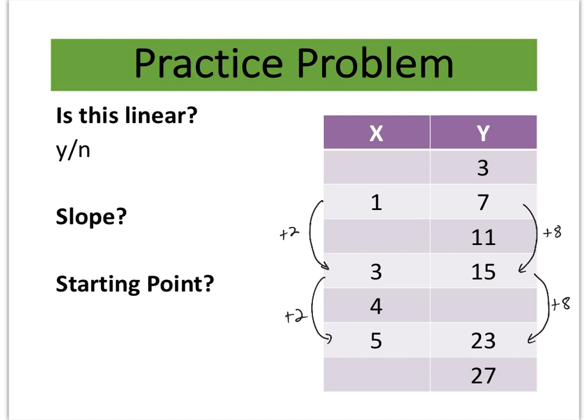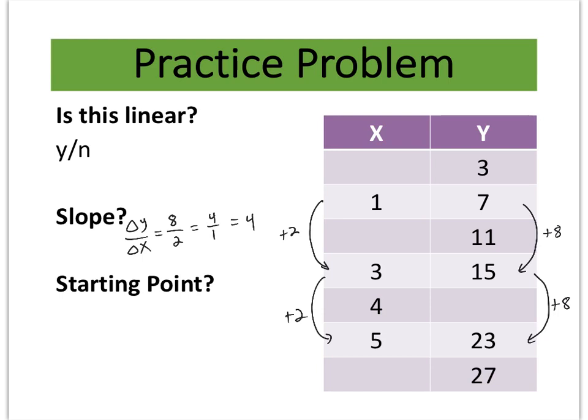So first off, what is the slope? The slope is the change in y over change in x, which is the change in y is 8. The change in x is 2. This is a fraction that could be reduced to 4 over 1 or just 4. 4 over 1 means the change in y is 4 when the change in x is 1.